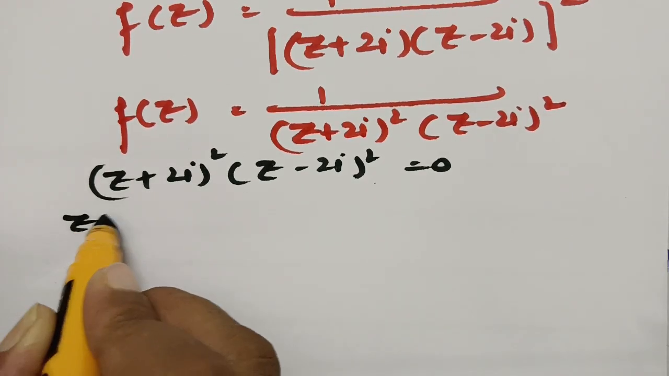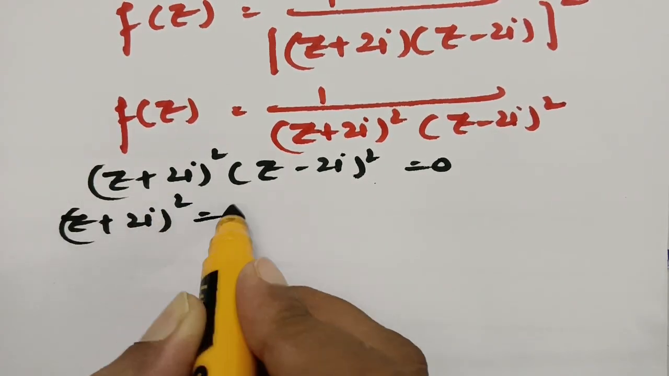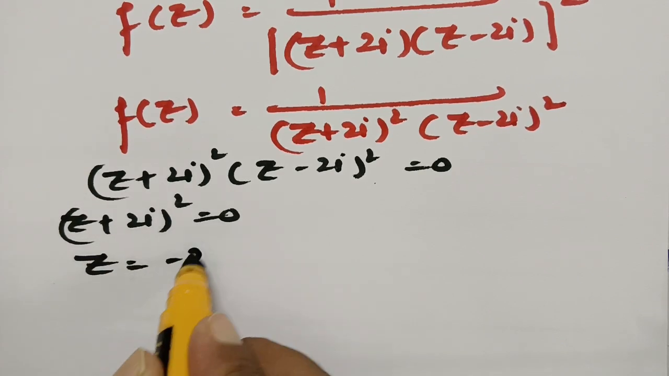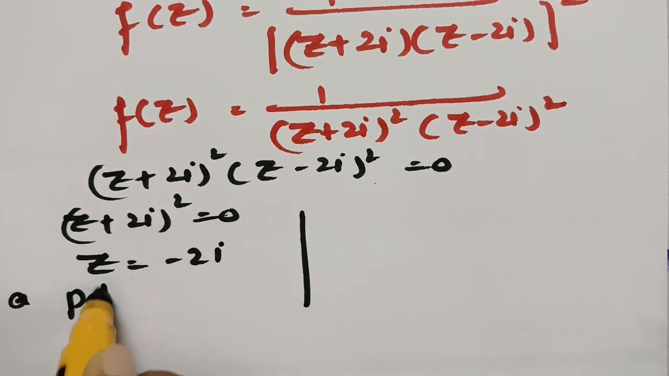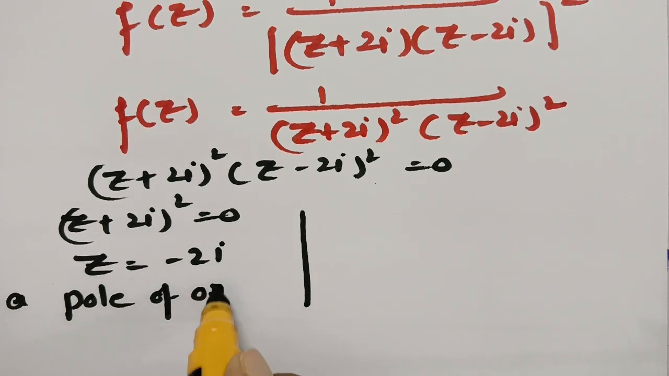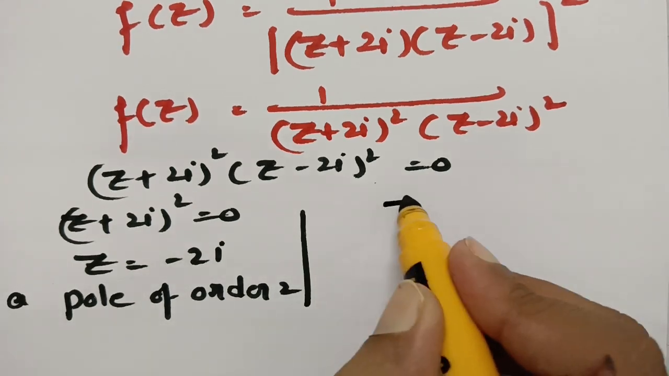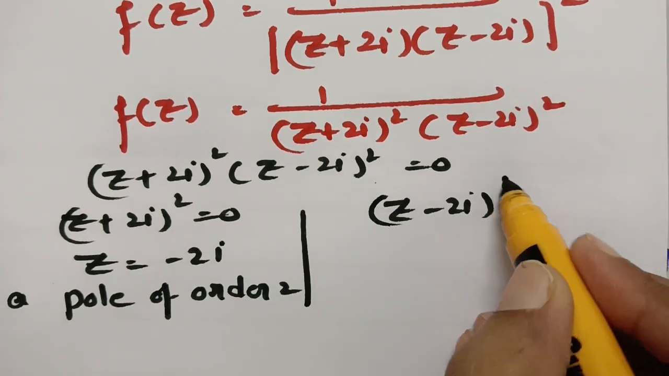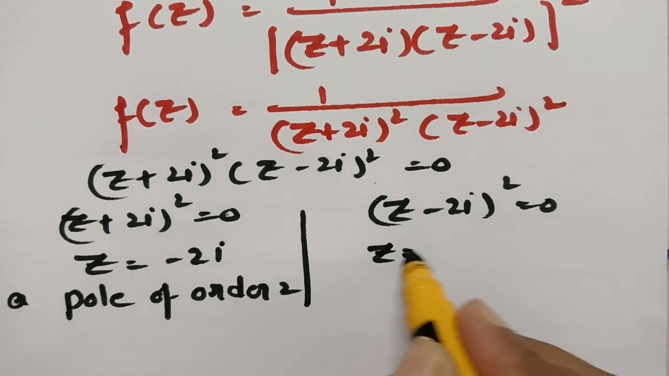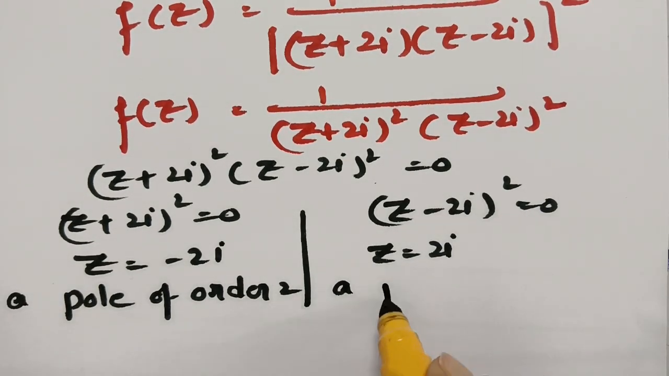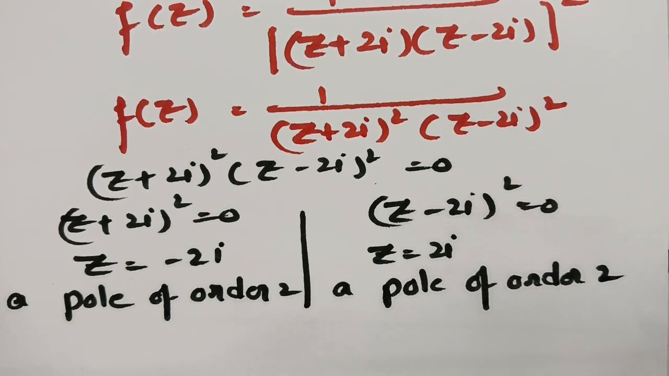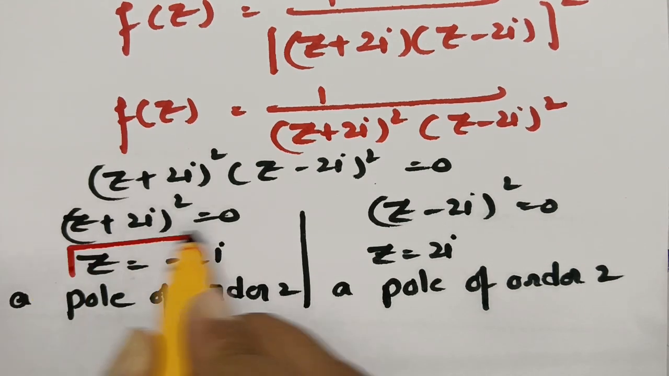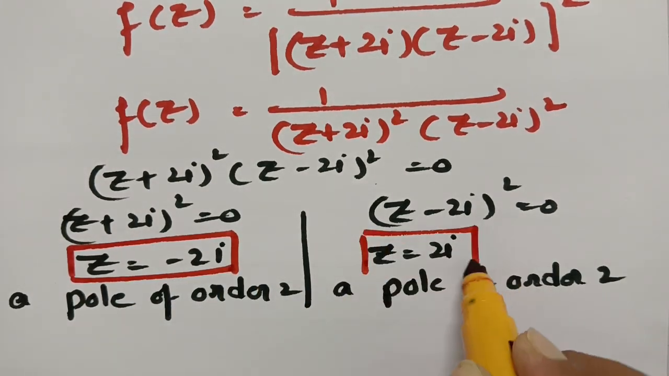So this will be (z plus 2i) whole square is equal to 0, and z is equal to minus 2i. Here, z is equal to minus 2i is a pole of order 2. If I equate (z minus 2i) whole square to 0, then z is equal to plus 2i, which is a pole of order again 2. So we got two poles. One is z is equal to minus 2i and the next one is z is equal to plus 2i.